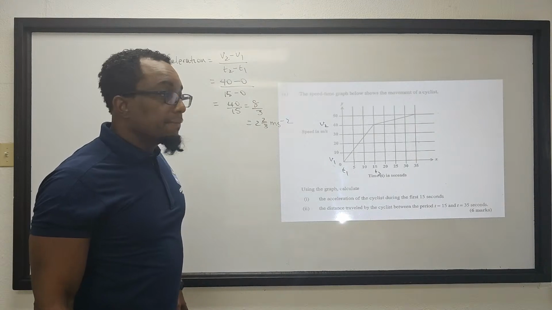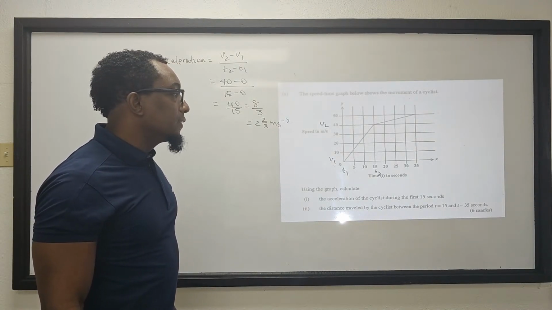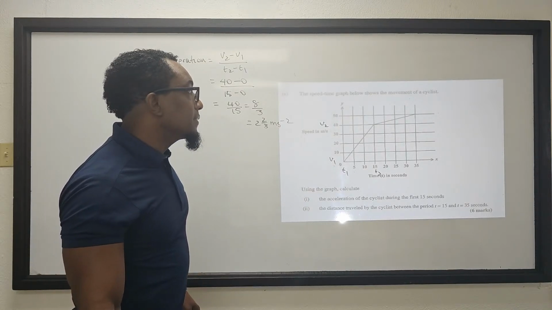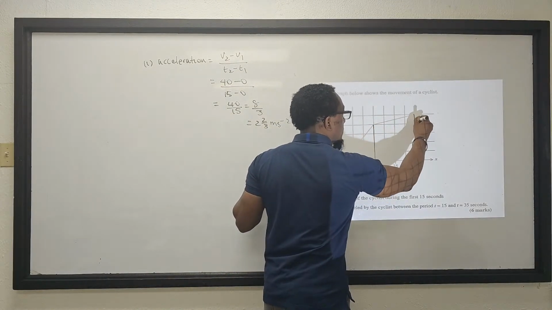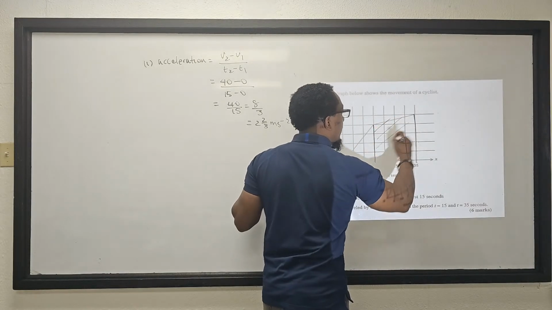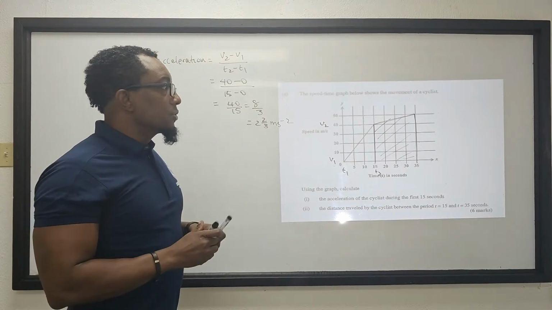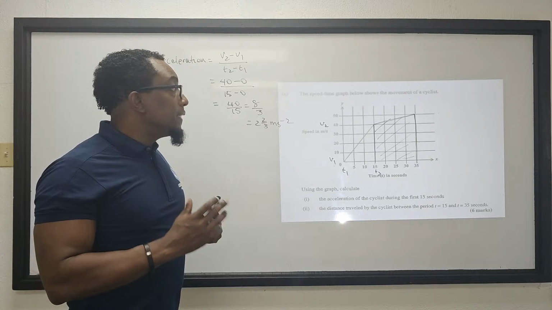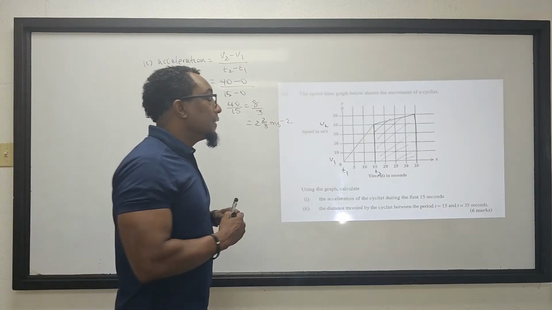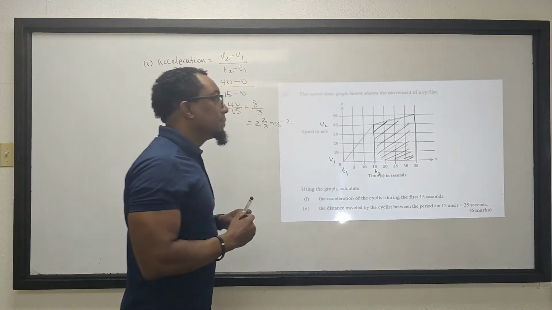Remember, what's the unit of acceleration? Meters per second squared. Then the distance traveled by the cyclist during the period t equal to 15 and t equal to 35 seconds. This is 15 and 35. So the distance traveled we're looking at is this region here. We have to find the area under the figure. In order for us to determine the distance traveled in a speed time or velocity time graph, the area under the figure will help us to determine the distance traveled.